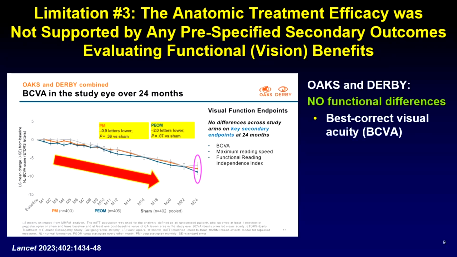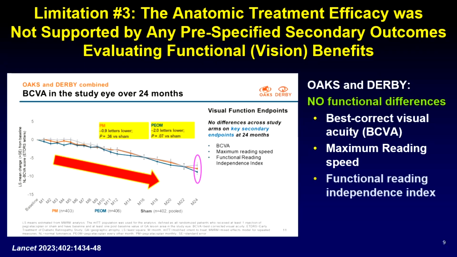This was true not only for best corrected visual acuity, but for other pre-specified vision outcomes: maximum reading speed, functional reading independence index, a well-characterized approved survey to measure how someone might read, or the mean macular sensitivity within specified areas in those participants that had microperimetry. Yes, there are post hoc analyses that in certain groups show that there might be other benefits, but those are generating hypotheses. They weren't the primary or pre-specified secondary outcomes.